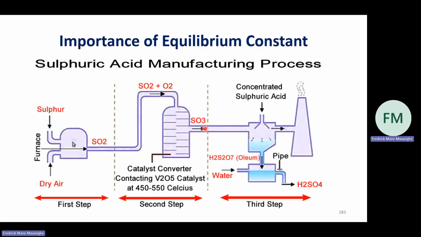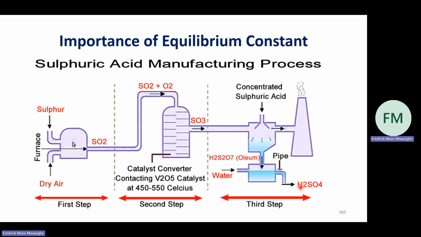So this is just a simple diagram showing the different steps. The first step is the oxidation of sulfur to give us SO2, sulfur dioxide. And then the second step is the oxidation of SO2 to give us SO3. And then the third step is where sulfuric acid is formed. Eventually, you have the vapors of sulfuric acid, which is then mixed with water to give us the final concentrated sulfuric acid.